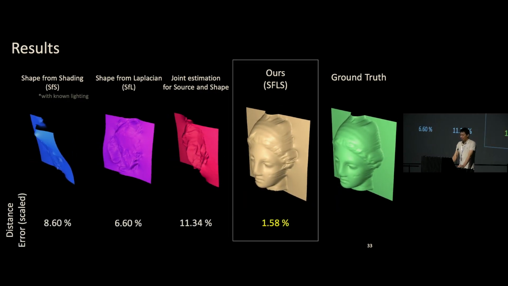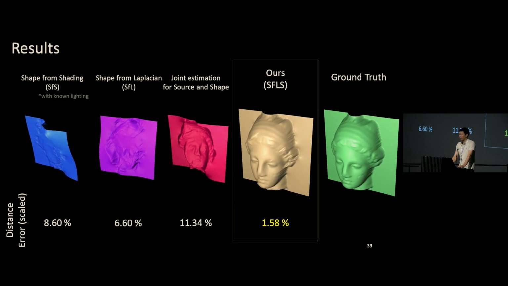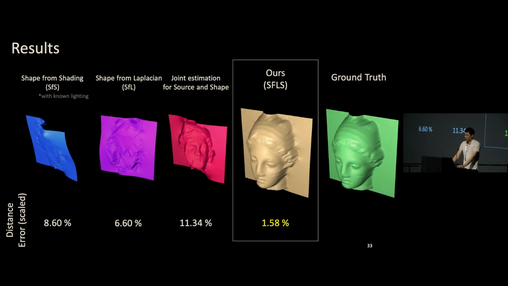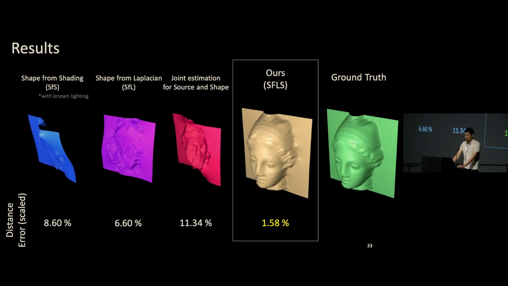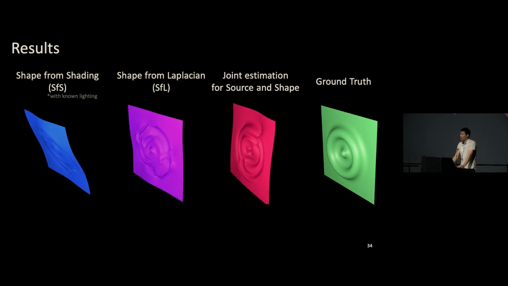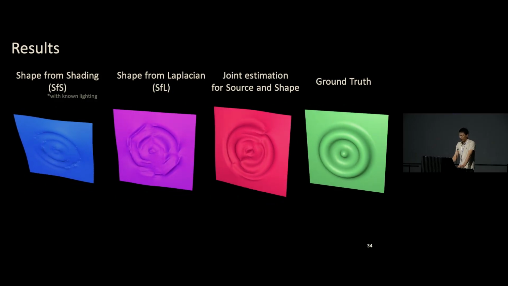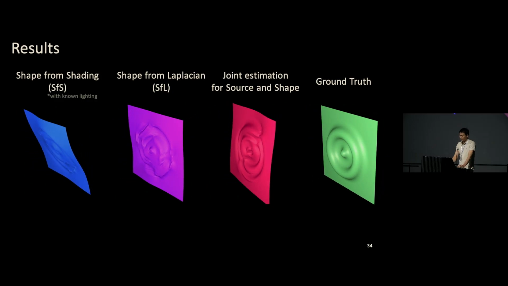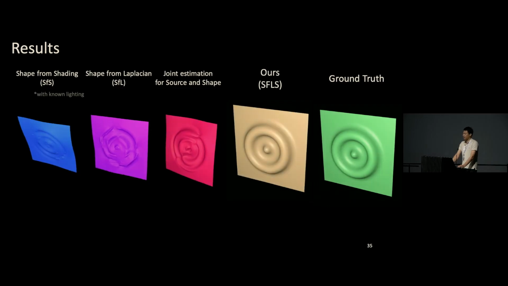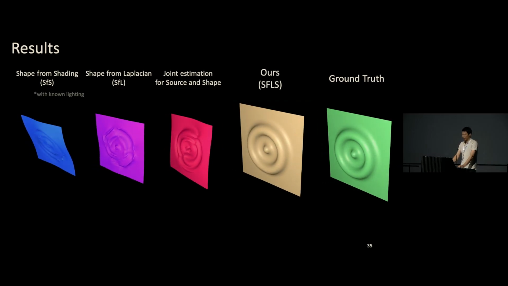Error is computed by using the mesh root; the object has been scaled and aligned. Per pixel differences have been computed. So here is another result. Shape from shading, shape from Laplacian, and joint optimization fail to recover the shape. On the other hand, our method estimates the concave or convex shape correctly.